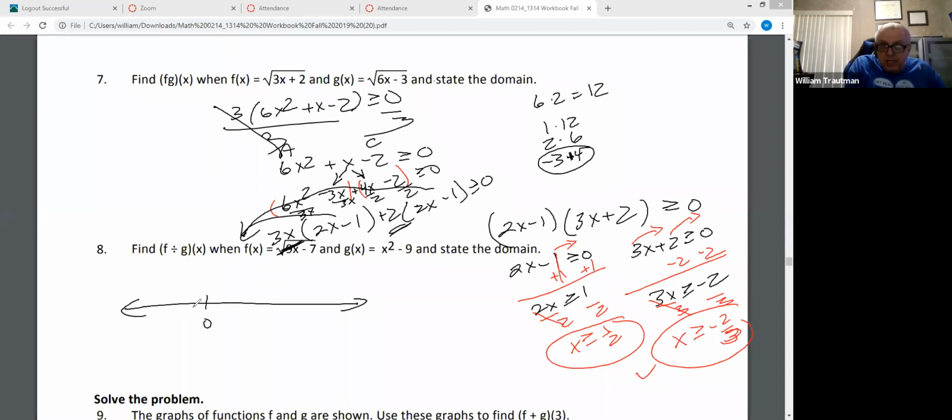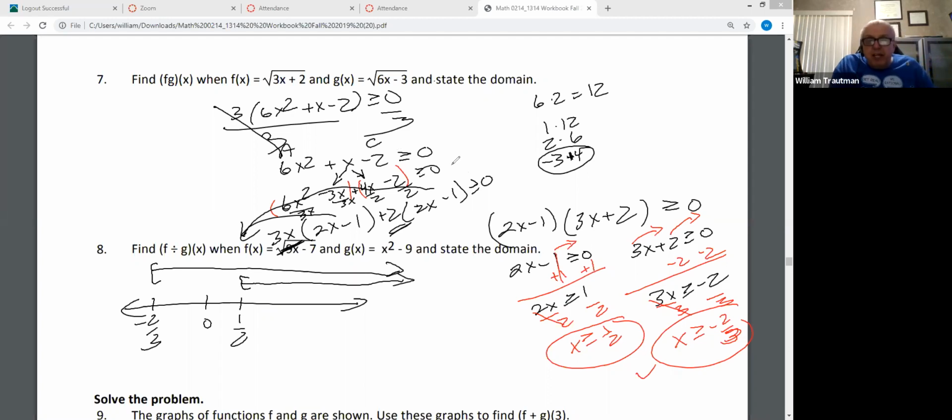Here's 0, here's 1/2, and here's a negative 2/3. X is greater than or equal to negative 2/3. X is greater than or equal to 1/2. Now, the domain for this problem is where they both meet, where both of these parts meet for the square root. Do you see? Right here. So the answer for this domain is x has to be greater than or equal to 1/2.